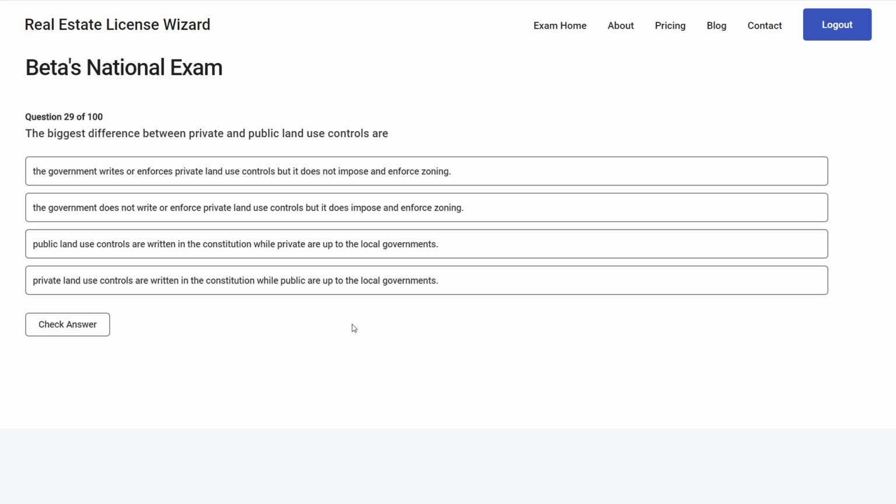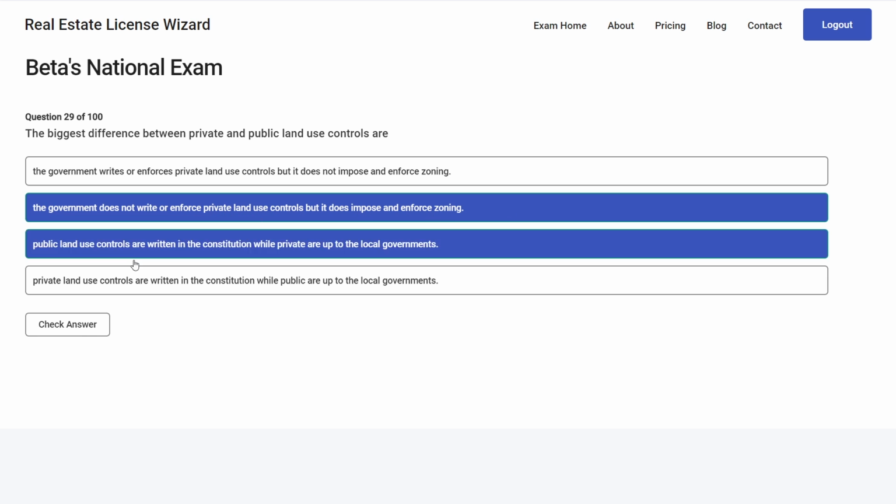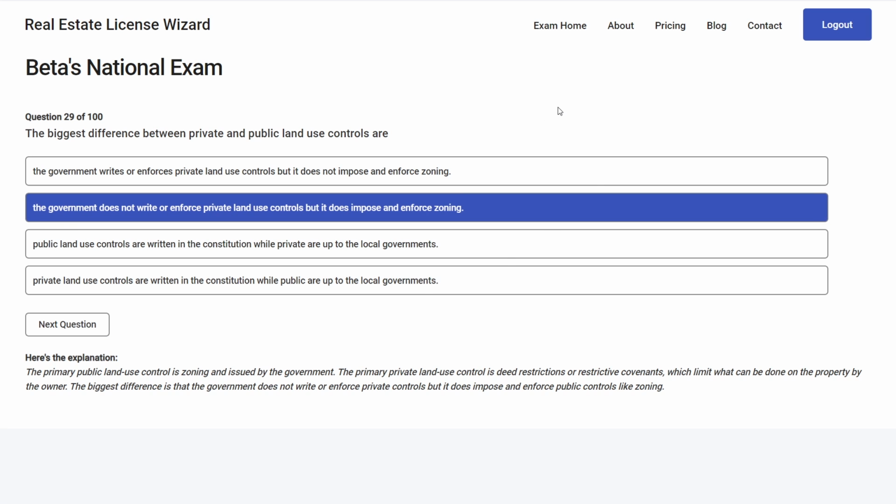Okay, so did you guys come up with it? Here's the deal. It's the second option right here. The government does not write or enforce private land use controls, but it does in fact impose and enforce zoning. So when you guys hear the terms private and public, you want to think of government for public and private as privately owned, owners, people, citizens, things like that. Private people, regular citizens, they make land use controls. Zoning, that is made by public, that is by the government, that is, government run organizations. That imposes and enforces zoning. So that is our correct answer.